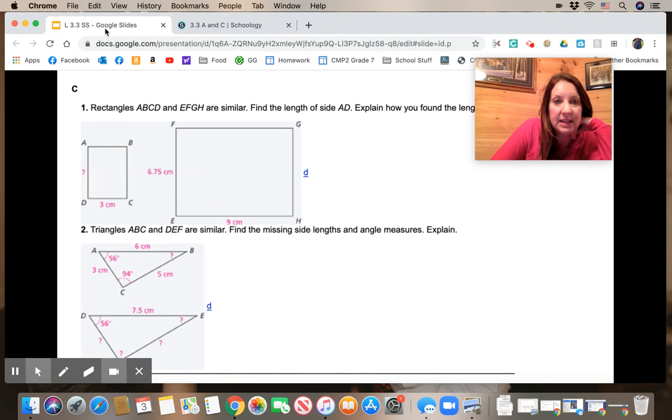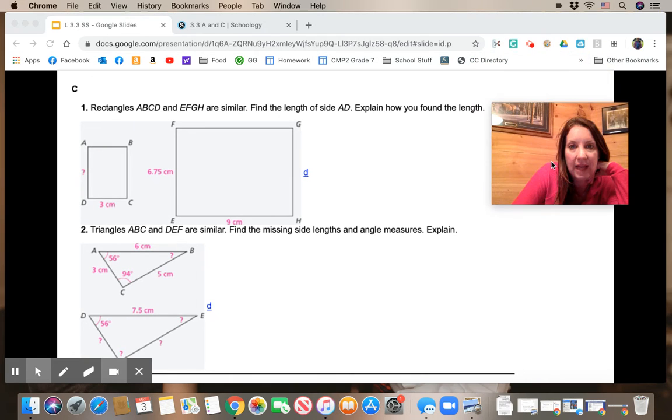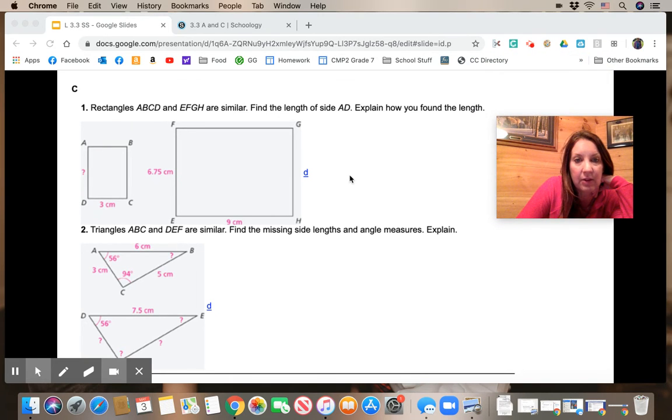Rectangles ABCD and EFGH are similar. Find the side length of AD and explain how you found it. So make sure that you're using corresponding side lengths. You may notice that one of these is turned, right? The short side needs to match with the short side. The long side needs to match with the long side. Obviously, the angles are the same because these are rectangles.